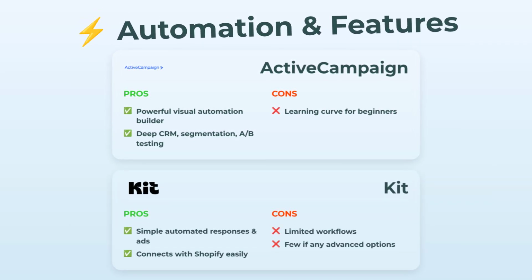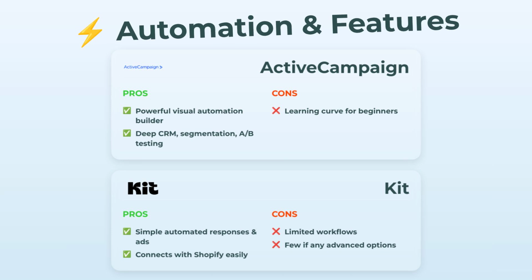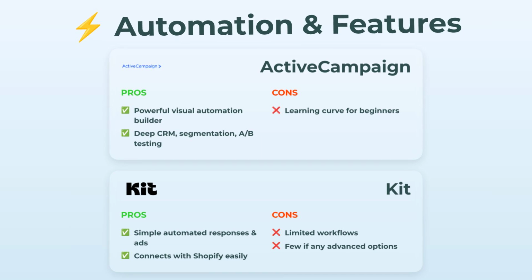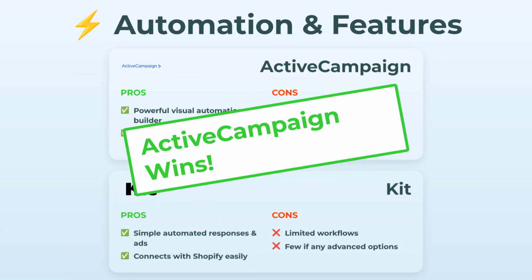And then we have Kit. Think of it more like, hey, do you want to automatically send a thank you message or quick Facebook ad? That's about the level it's at. It handles the basics, but nothing wild, really. So, honestly, ActiveCampaign grabs the win for anyone who wants next-level automations.